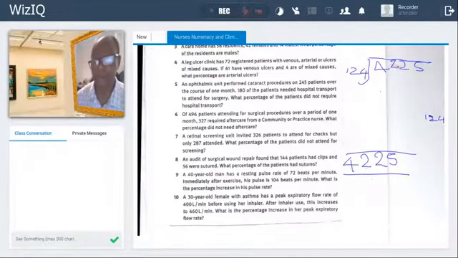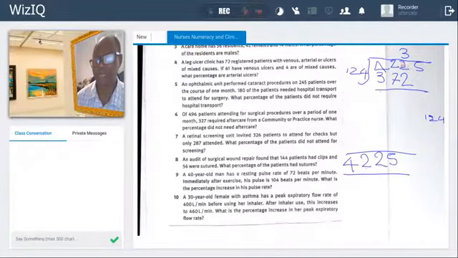can't go into 42. So I'm going to take 422. Okay, I'll try 3. 3 times 4 is 12. 3 times 2 is 6. 6 plus 1 is 7. 3 times 1 is 3. So I have 372.